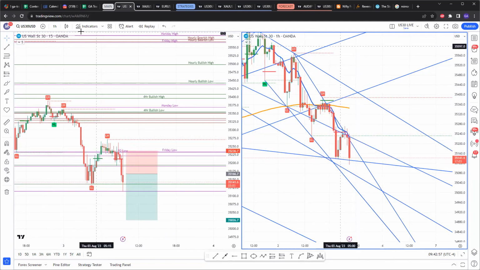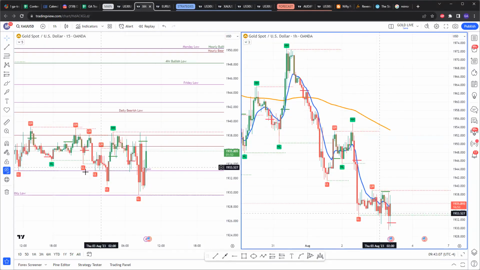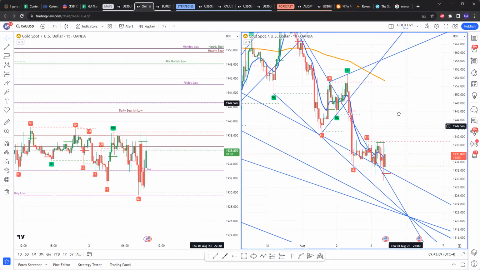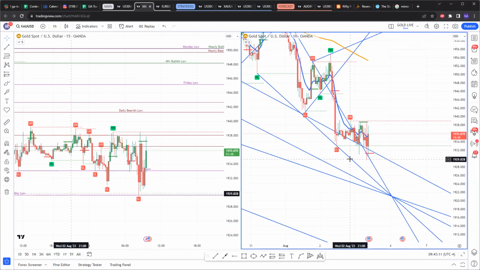But for right now, I already know my bias. I'd already done this analysis, but I'm just walking you guys through how I do it. So I know my bias for US 30 is a sell. I come to gold, same thing. Turn on my trend lines here. It's in a downtrend, lower lows, lower highs.